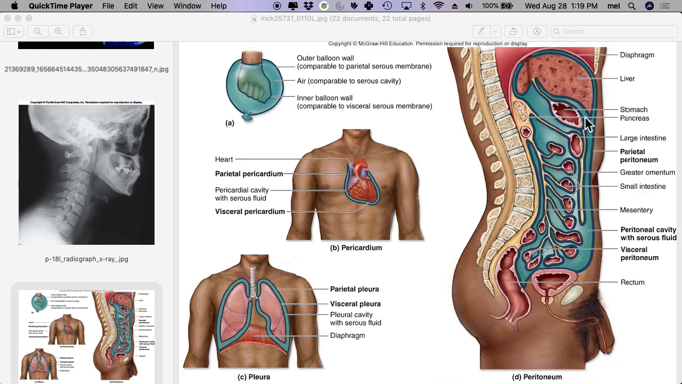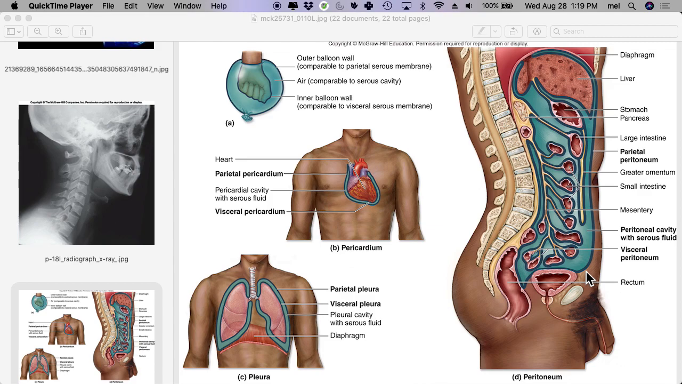So here we go. Same question. You listening? Right there, what serous membrane am I touching? Visceral peritoneum, right? And what serous membrane am I touching right here? Parietal peritoneum. Good. And then what is the space between the visceral and the parietal peritoneum?